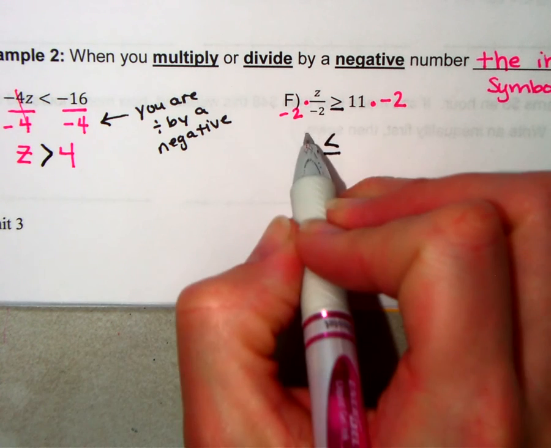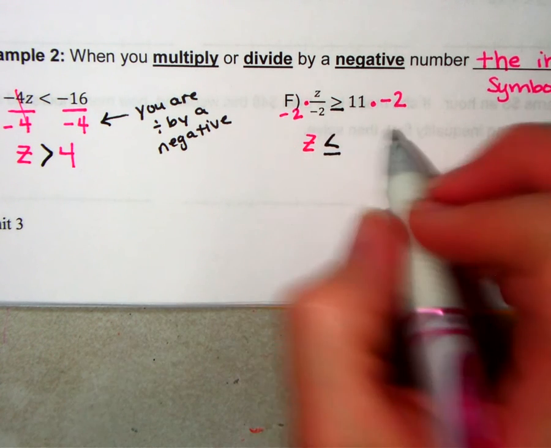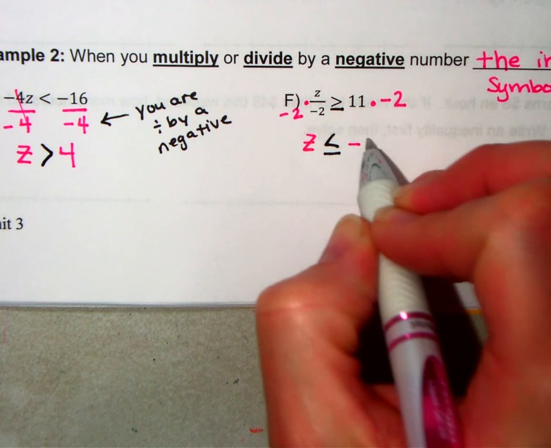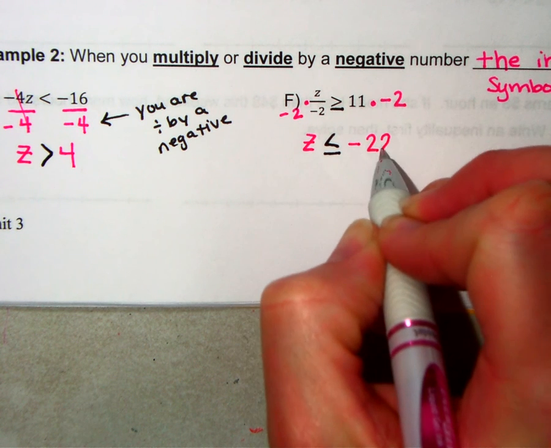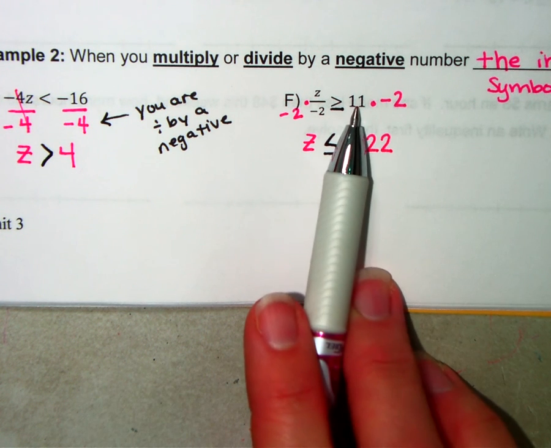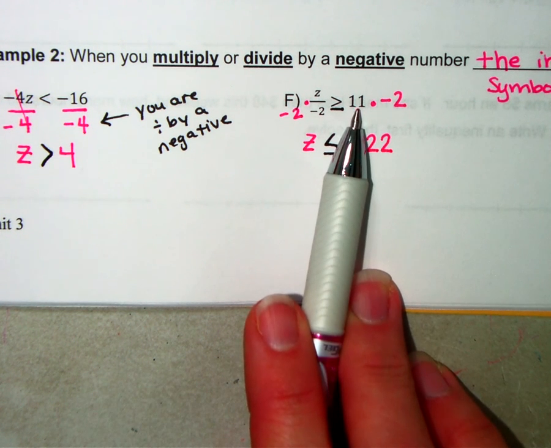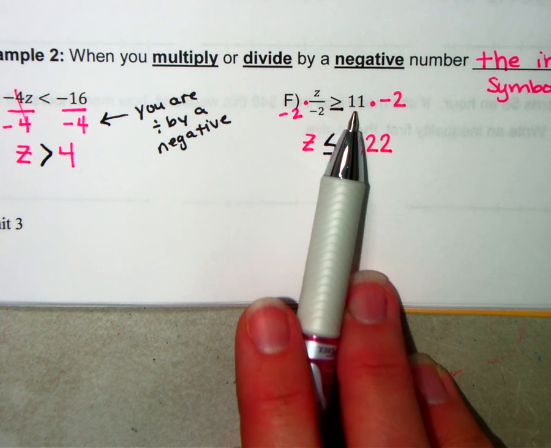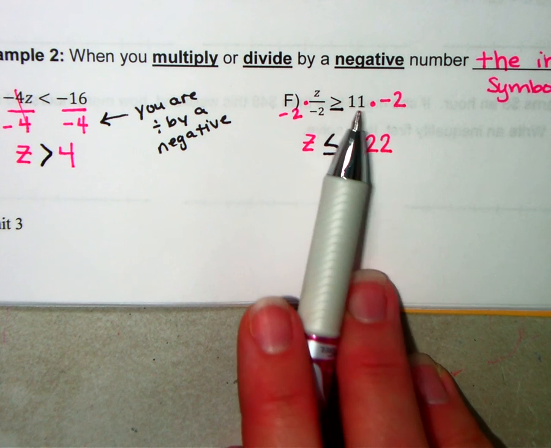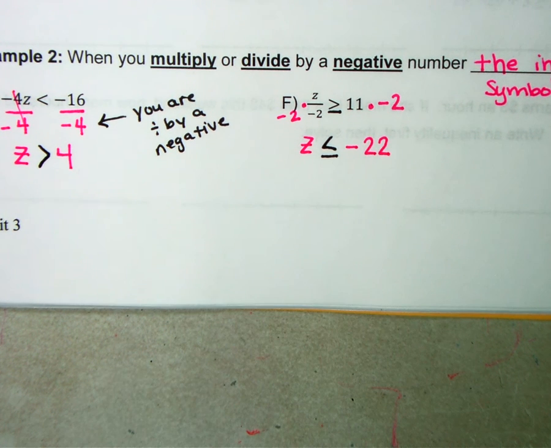Okay, then I go ahead and do it. So z here, and then over here is negative 22. And even though this 11 was not negative, that has nothing to do with it. It has everything to do with what number you are multiplying or dividing by. And if that number is a negative, that's when you flip.